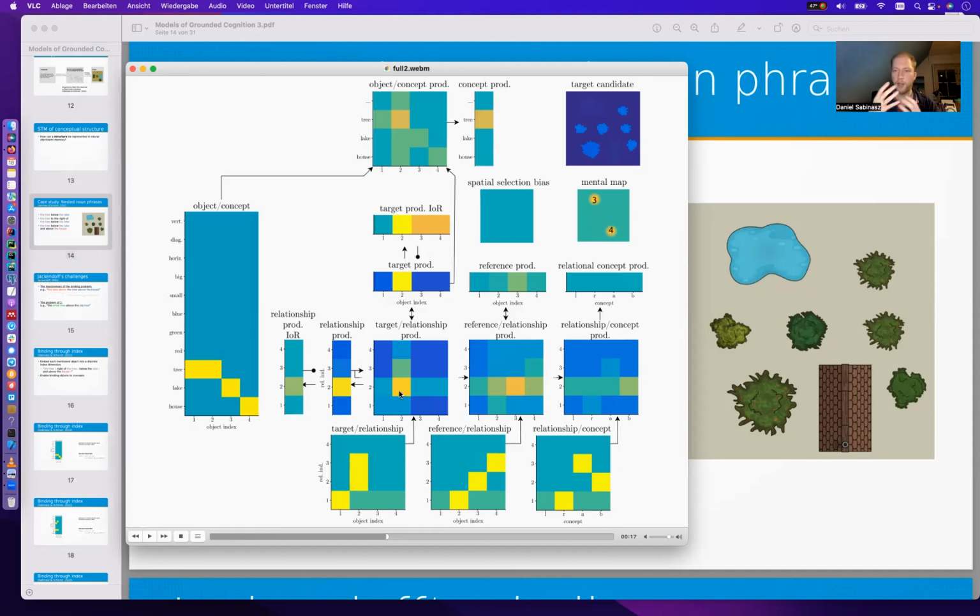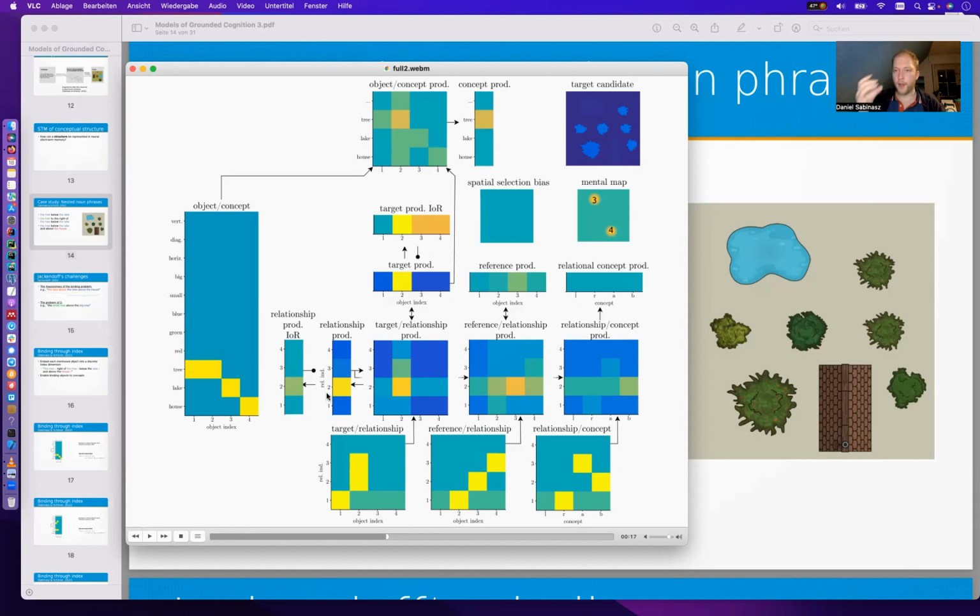So the field is selective. That means it doesn't simultaneously form peaks on both relationships here. It selects one of them. And this is then read out and provides input into the one-dimensional relationship production field. So this has effectively caused the system to look up the relationship index, or one of the relationship indices, that contain object 2 in their target role.